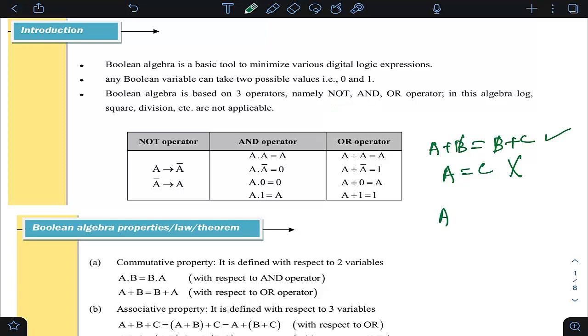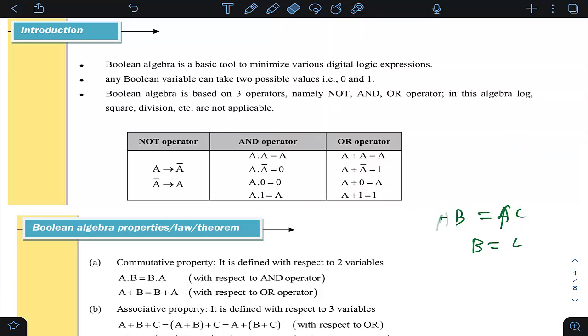Similarly, if you have, let's say, AB equals AC, you cannot say A and A are cancelled out, so then B equals C. Because again, division and multiplication, all these things are not applicable in case of Boolean algebra. So you should be very particular while dealing with these expressions that you are not going beyond not, and, or. All right. So I'll show you the utility of all these.